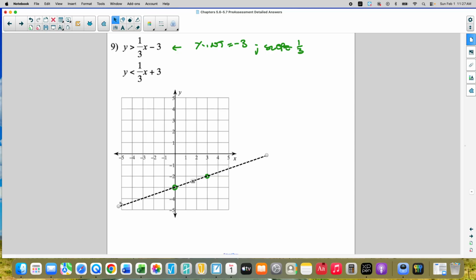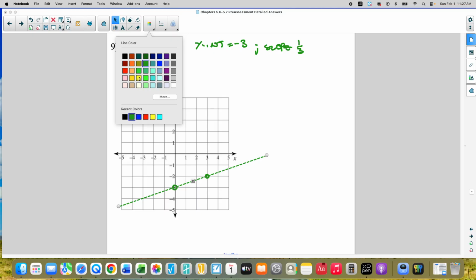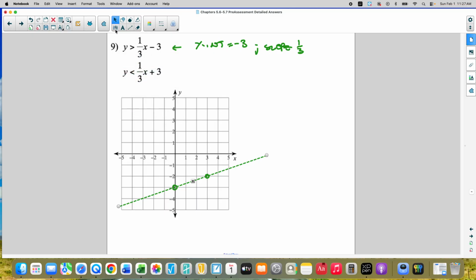Good. Make it green. Let's put arrows. Let's test 0, 0: is 0 greater than or equal to 1/3 times 0 minus 3? Is 0 greater than -3? Yes, that's true. So we're going to shade up.